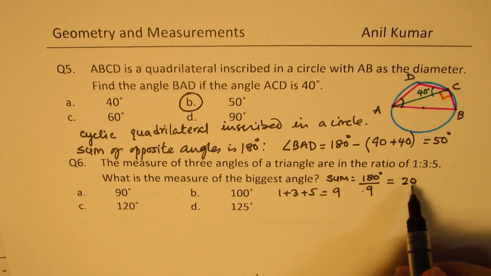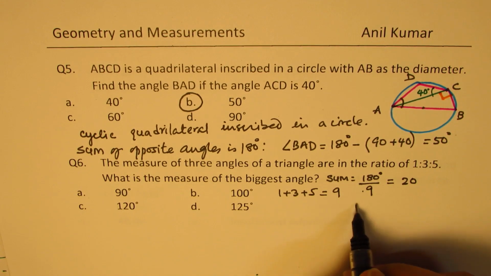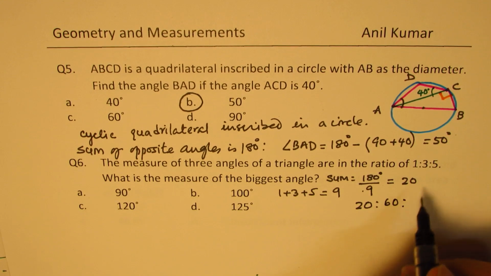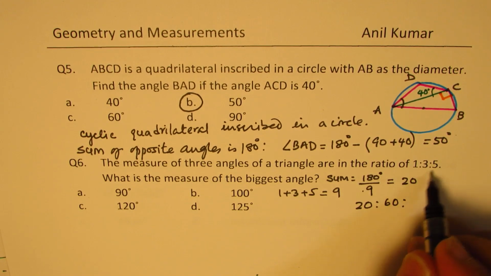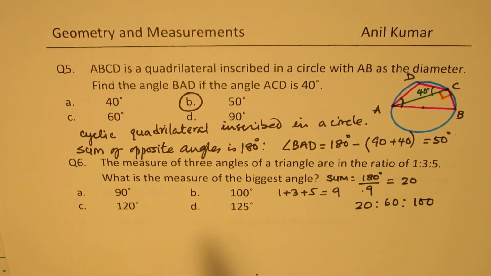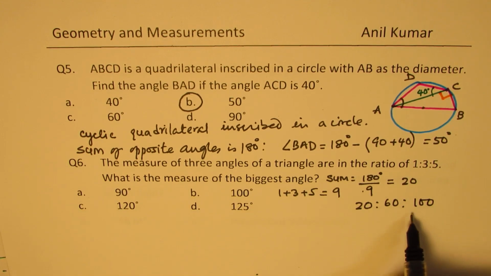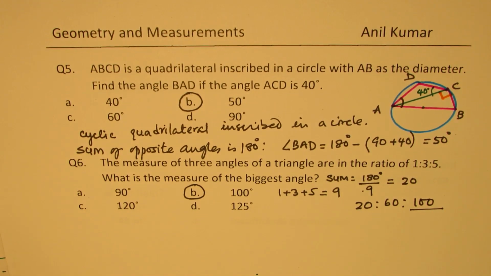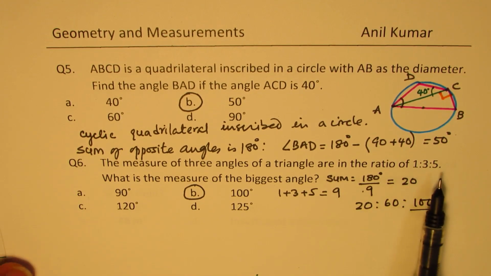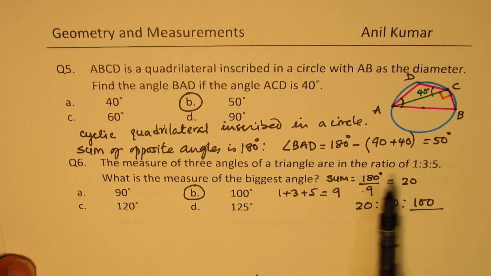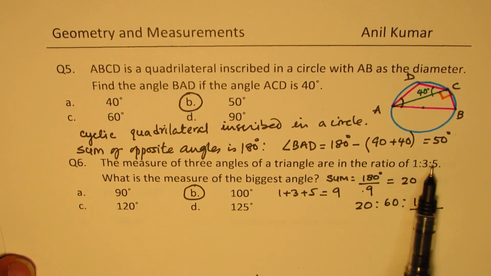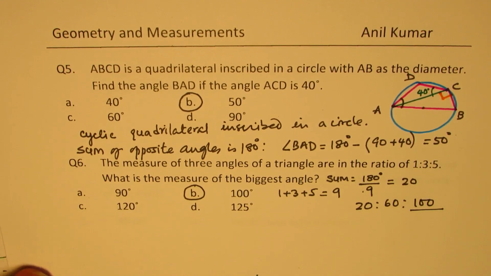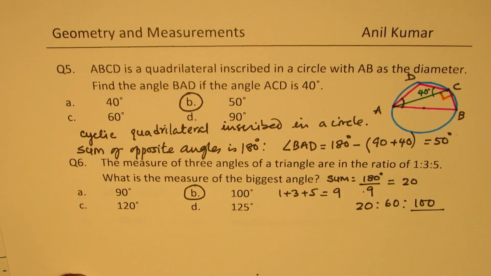So each angle should be 20 times this ratio. So we have the angles: 20, 20 times 3 will be 60, 20 times 5 will be 100. Correct. What is the measure of the biggest angle? The biggest angle will be 100. So option B is the right option. So I hope you understand. The ratio is given to us. To find each angle, we have to divide 180 by the sum of the ratio. So we get the scale factor, right? That is your scale factor, and that helps to find each angle.